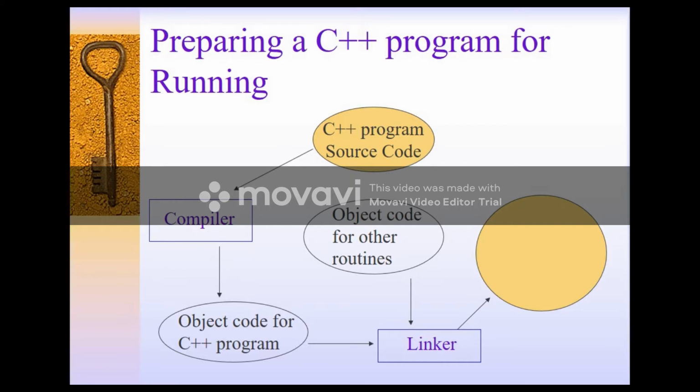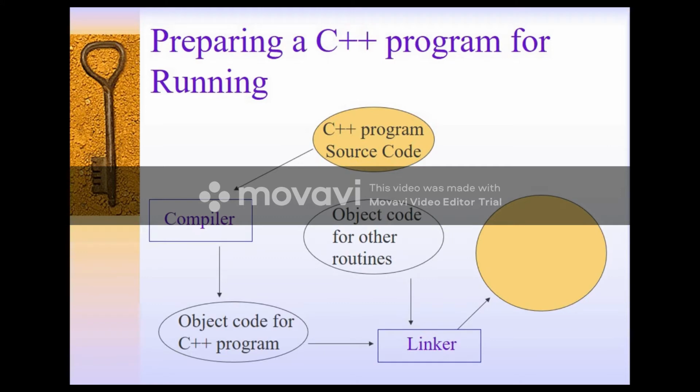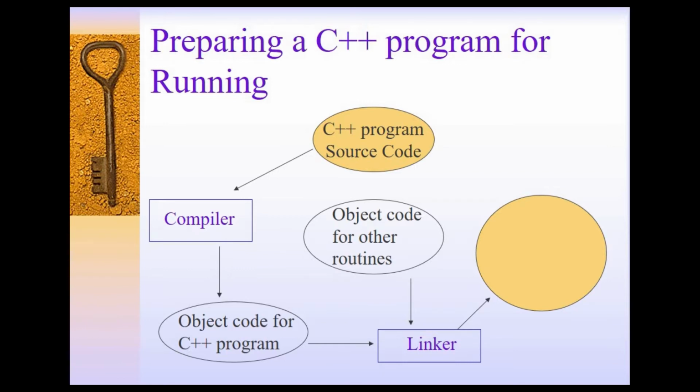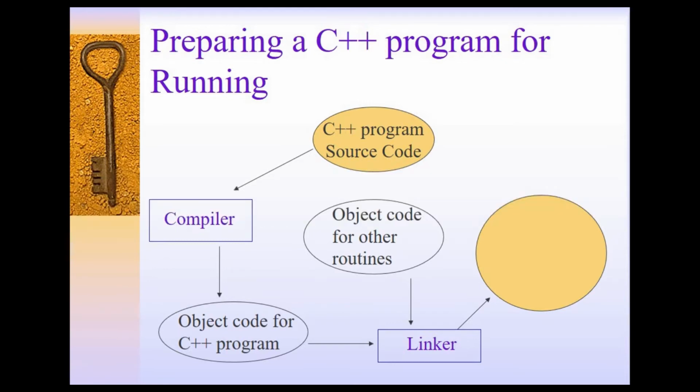After the compiler we have a linker. These are the two things for a C++ program, compiler and linker. The linker takes the object code for the C++ program and object code for other routines. Linking creates a single executable file from multiple object files. After linking, you get a single executable file, which is ready to be loaded into memory and executed by the system.